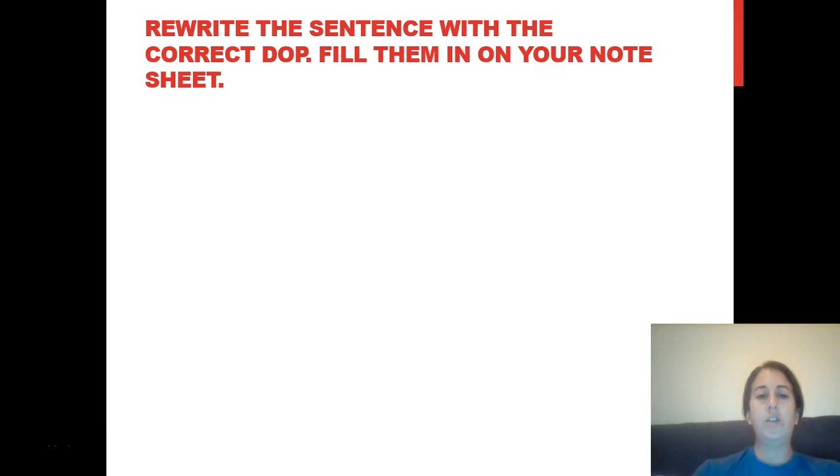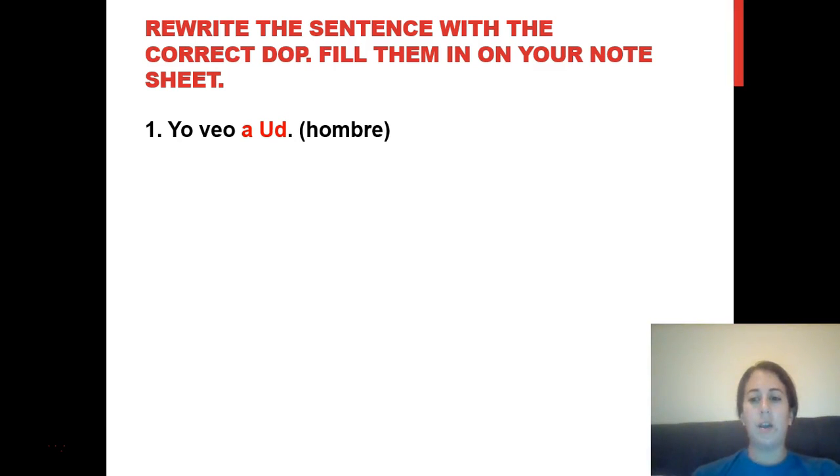Okay, so let's try some practice problems. Let's rewrite the sentence with the correct direct object pronoun. Make sure that you fill these in on your notes sheet. So yo veo a usted, I see you, and I'm talking about a guy. Again, thinking about what we did in that first section, where are we going to put that? First of all, what's our direct object pronoun going to be? If you said lo, you are correct. Yo lo veo. Very good.